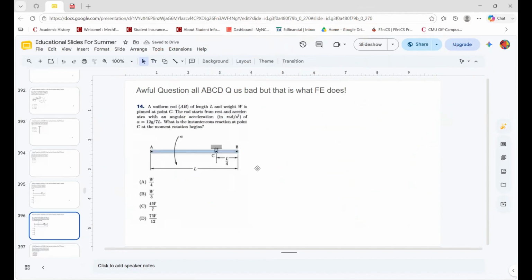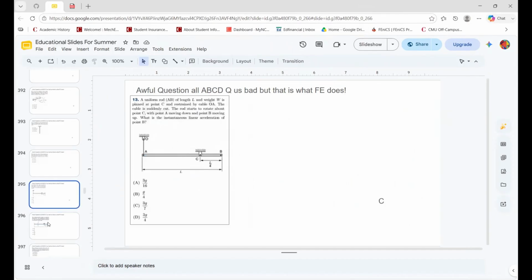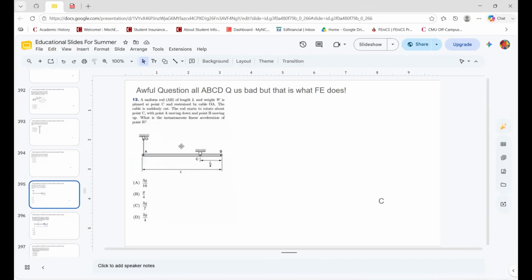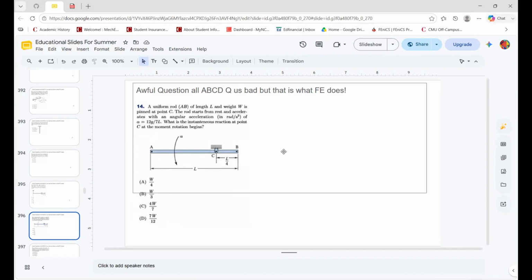So next one. Oh, we're using the same equation. Okay, I think this was actually probably used on this one too. I guess they didn't generate it correctly on one of them. What I mean is that they probably had the same question, but a different textbook used a different way, I guess. Anyway, 14 is asking what is the instantaneous reaction at point C at the moment rotation begins. 12g over 7L. That's what we have.